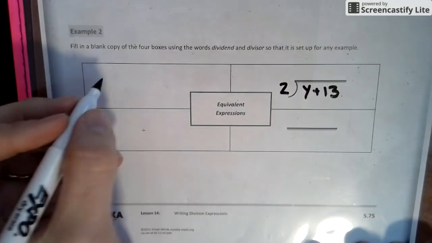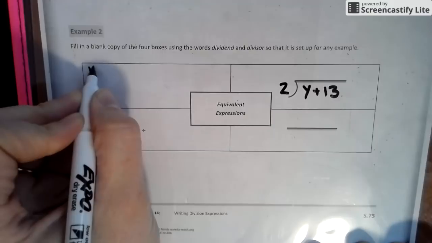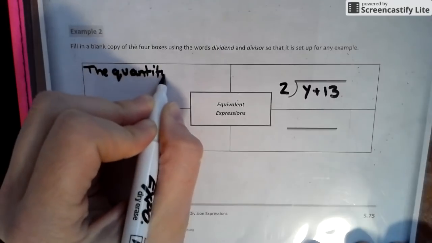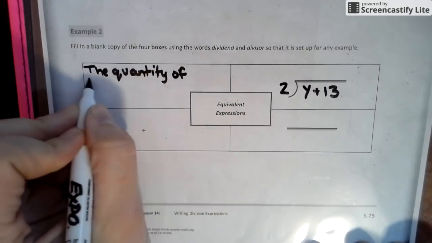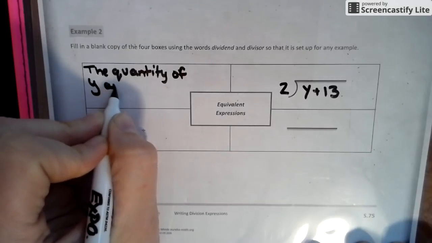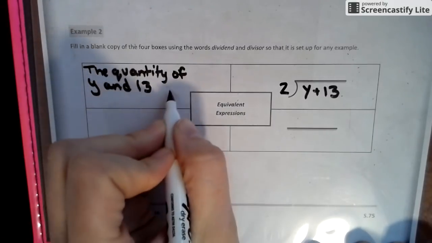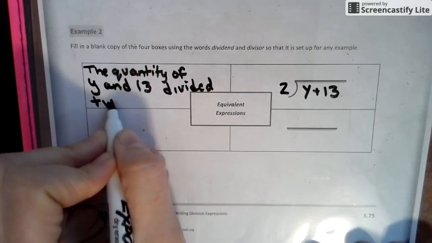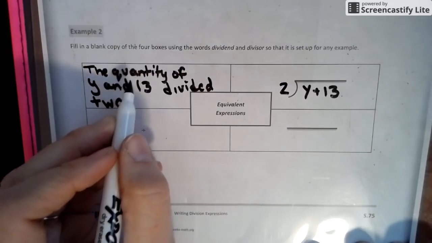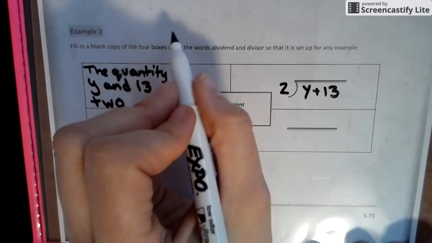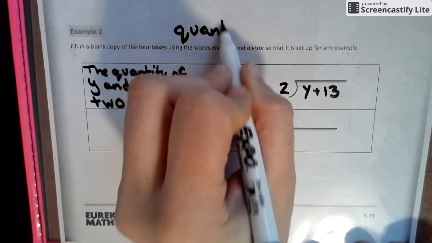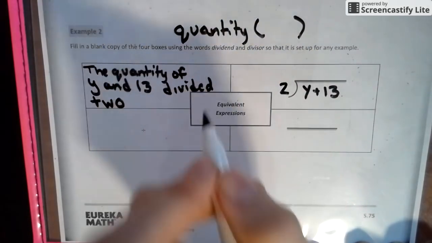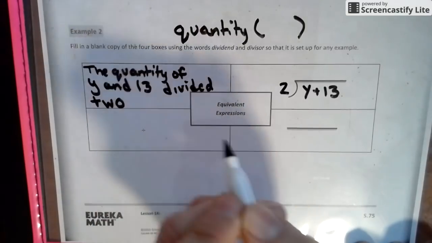So when we're wording it, we have to put the quantity of y and 13 divided by 2. The quantity is the fancy word that means a set of parentheses. So when you see the word quantity, it's usually an indication that what goes with that is going to be in parentheses. So remember that. That's a very important thing.